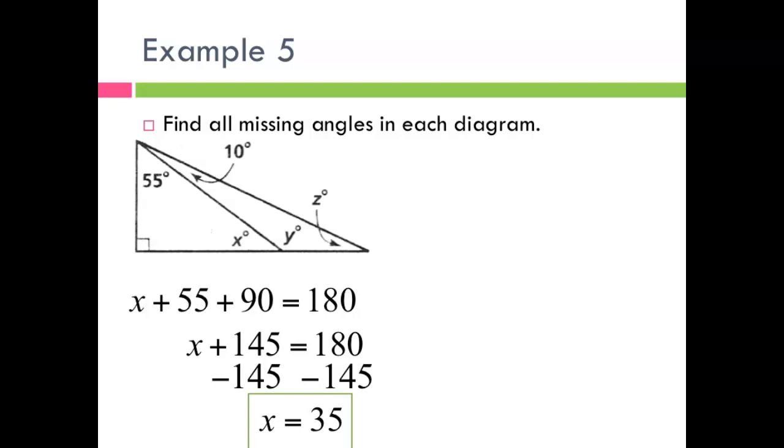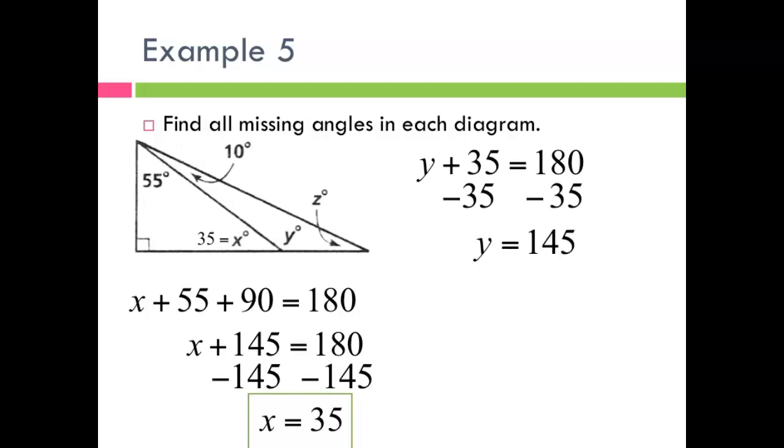All right, now that we have x is equal to 35, let's take a look at what we have left in the diagram. Now, x and y here, those are linear pairs. So we can say that those two must equal 180. That means x, which is 35, plus y should equal 180. Subtracting 35 from both sides, we end up with y equals 145.